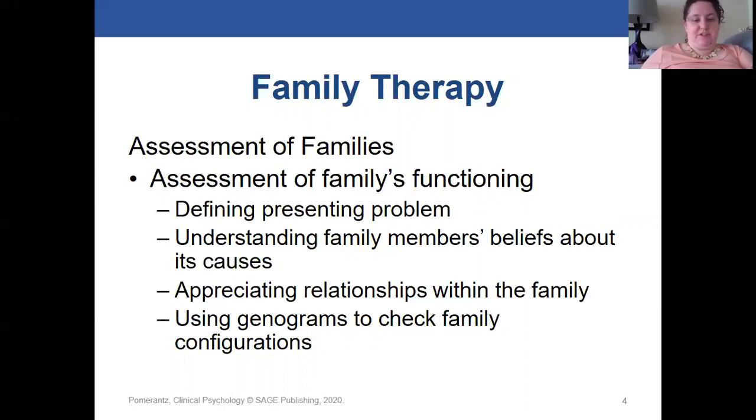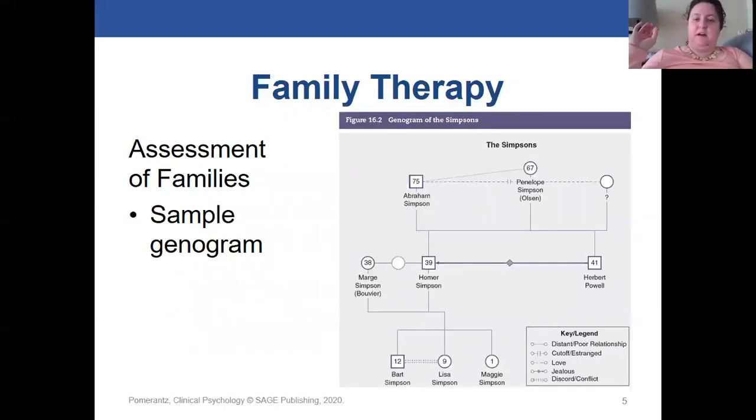And then you use genograms to check family configurations. And this is an example of a genogram. So here you can see where you would indicate where there are stronger relationships, and there are maybe poor relationships. You can see where there might be people who are jealous, or there's conflict. And the numbers in the boxes are ages, and the circles indicate those who identify as female. The squares indicate those who identify as male.